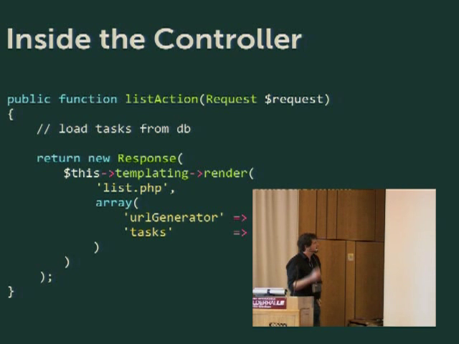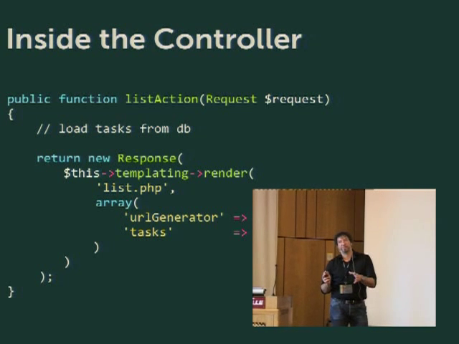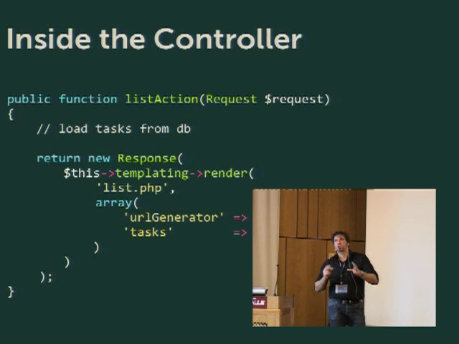And now we have a controller. This is a method of an imaginary controller I've written for this application, because now I'm in the phase where I'm actually moving code. So far, I've simply done some wrapping. Now I'm moving code over to new controller classes.